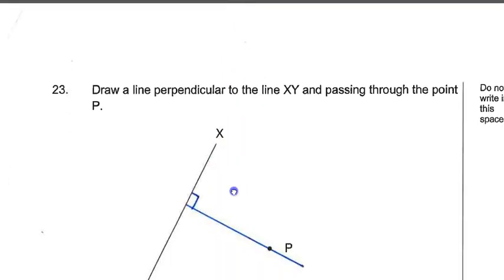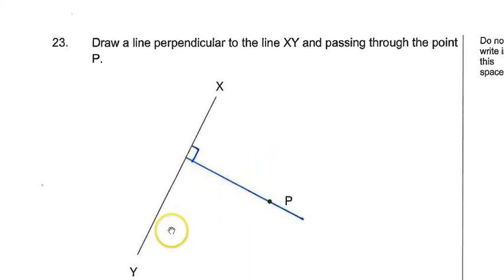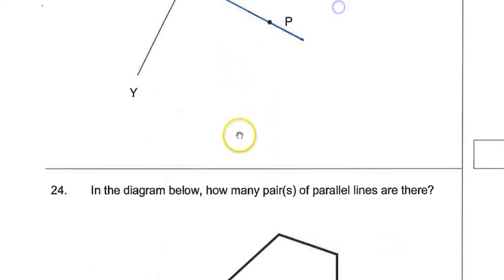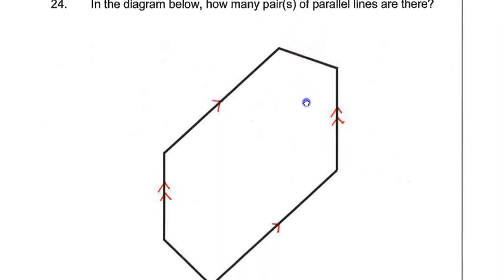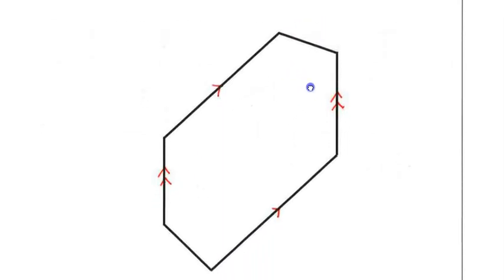Now draw a perpendicular line to XY, cutting through P. Get a set square. Okay, put it there. Draw the line across. Now in this diagram, how many parallel lines are there? So there are 2 sets of parallel lines. Okay, take a look for yourself.